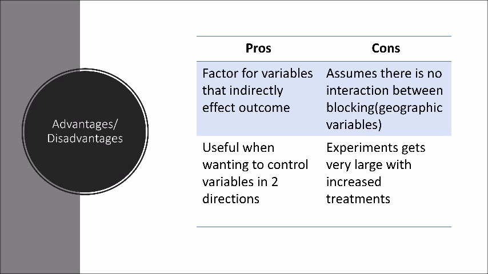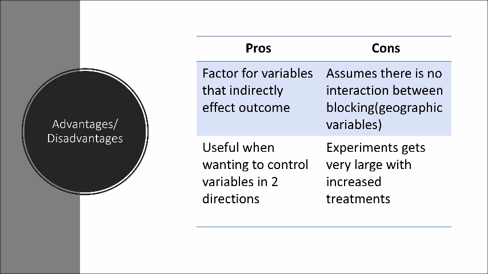Using Latin square design has many pros and cons. One of the pros includes it allows us to factor for variables that indirectly affect the outcome. This is highly useful when considering geographic location effects. It is also useful when you want to control variables in two different directions, so looking at the row as one direction and the column as another direction.